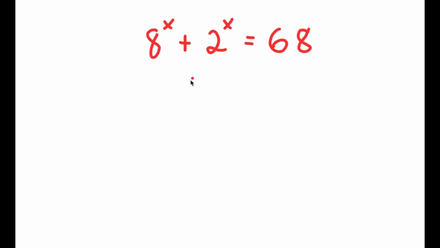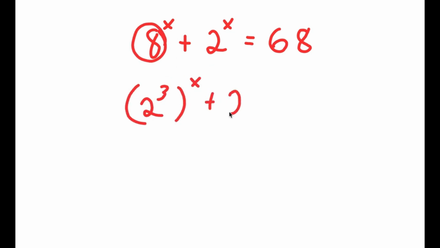Alright, so in this problem, I have 8 to the power of x plus 2 to the power of x is equal to 68. So to start, I'm going to first rewrite 8 here as 2 to the power of 3. So now I have 2 to the power of 3 to the power of x plus 2 to the power of x is equal to 68.